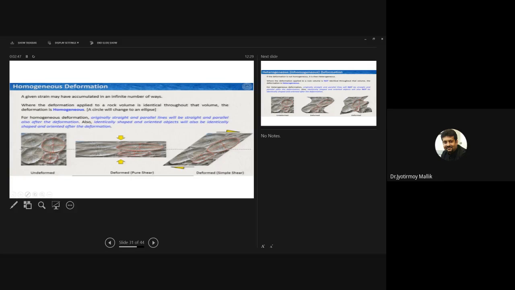So what I'm showing here are a few examples of homogeneous deformation. This is my precursor rock, of course. You can see some sort of fossils present there. And these fossils right now are acting as what? Can you tell me what these circular fossils are acting as? They are acting as strain markers, right? They are all my strain markers.